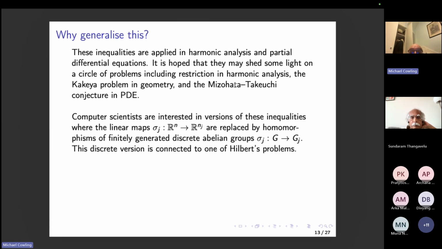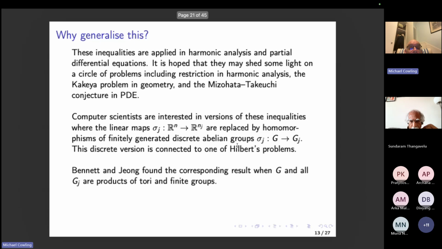Now, computer scientists are interested in versions of these inequalities where the linear mappings sigma_j are replaced by homomorphisms of finitely generated discrete abelian groups. So these are just products of some power of the integers times a finite group. And it turns out that this discrete version of the Brascamp-Lieb inequality is connected to one of Hilbert's problems. And so that's a reason for looking at these in greater generality.